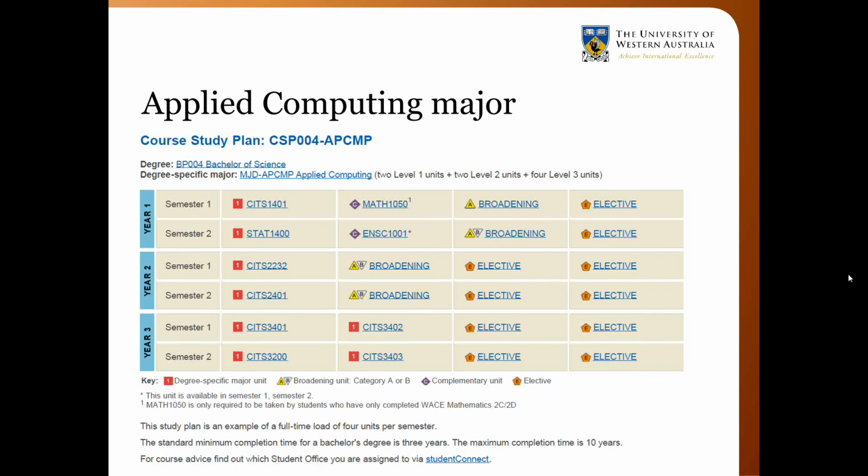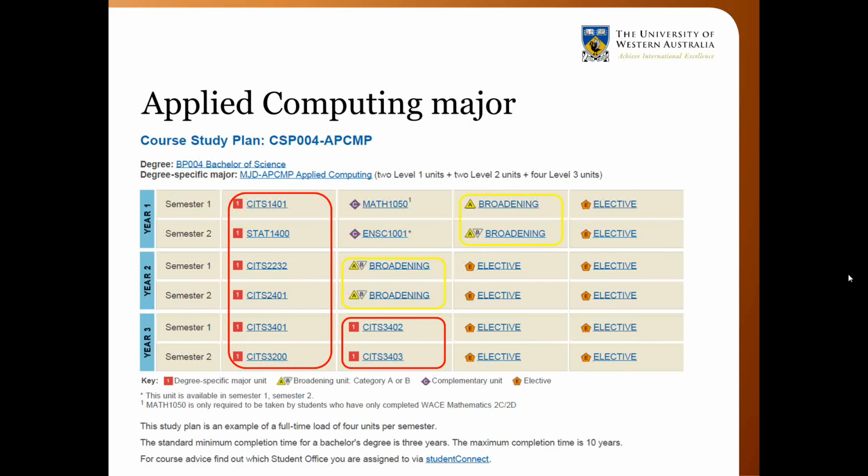Okay, so let's have a look at the course study plan for the applied computing major. This assumes that somebody is studying in the Bachelor of Science and that they want applied computing as their degree-specific major. So firstly, here we've highlighted the units that you will study in years 1, 2 and 3 as degree-specific major units.